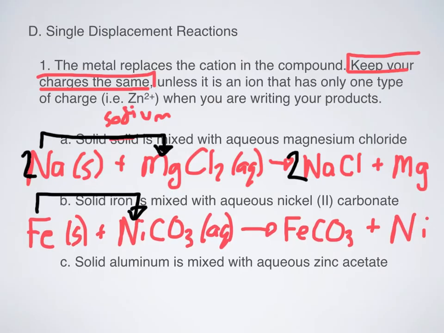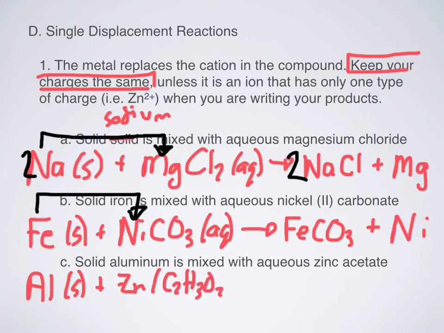All right, next, solid aluminum is mixed with aqueous zinc acetate. So I've got solid aluminum right here, and I've got zinc acetate. I need to make sure I write that down correctly. So that's parentheses, C2H3O2, like that, and it is aqueous. In case you forgot, zinc is a +2, acetate is a -1, so we've got Zn, and then in parentheses C2H3O2, and there would be 2 of them to keep that electrically neutral.